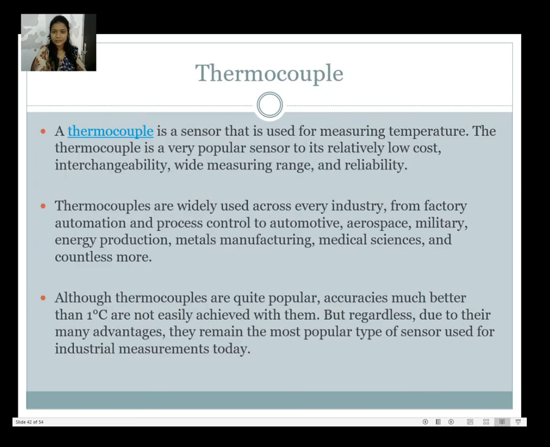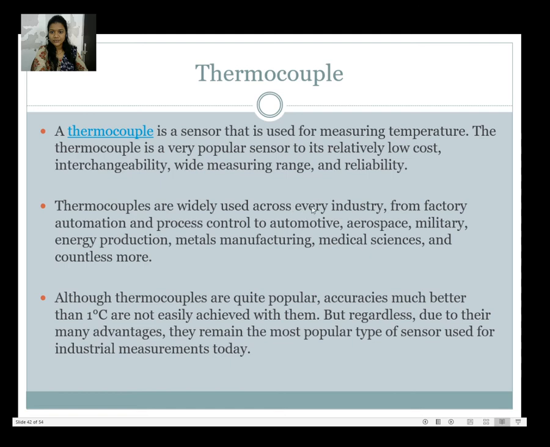Next is a thermocouple. A thermocouple is nothing but a sensor. It is used for measuring temperature. As the name indicates, thermocouple is used to sense or to measure the temperature. The thermocouple is a very popular sensor due to its relatively low cost, its measuring range and reliability. Because of this, it is a popular sensor.